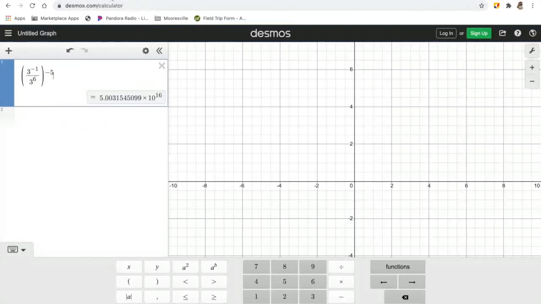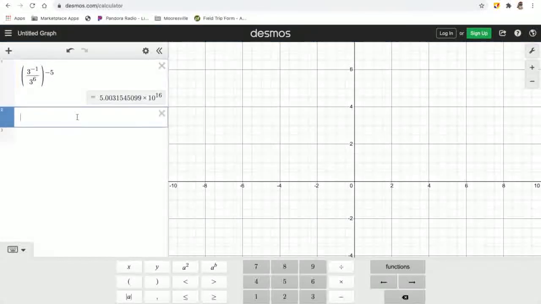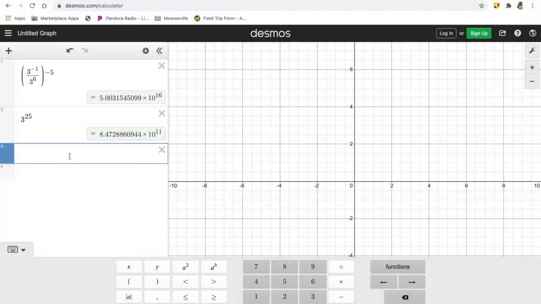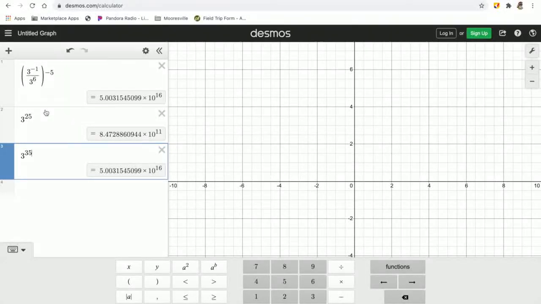I'm going to go back into Desmos. In the next line, I'm going to type each of these in. 3 to the 25th. Well, that does not match, so I know it's not that one. The next one said 3 to the 35th. That one matches. Look at that. It matches exactly. So we know this is 3 to the 35th.